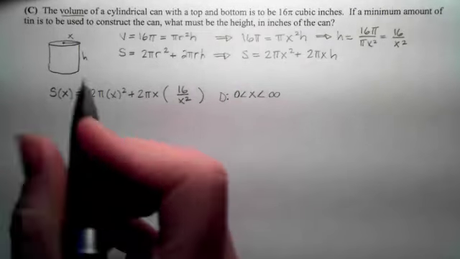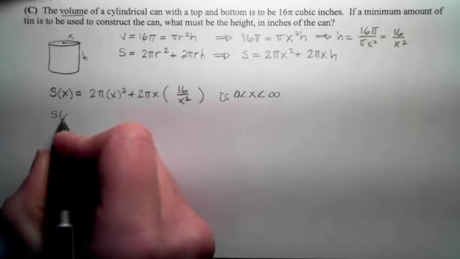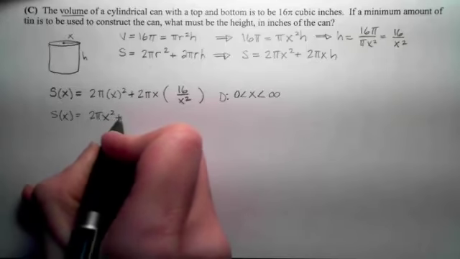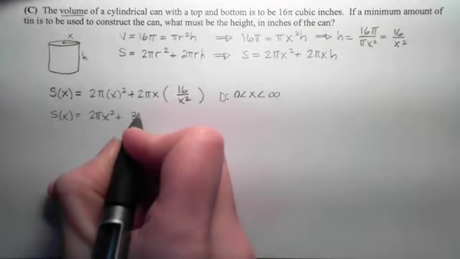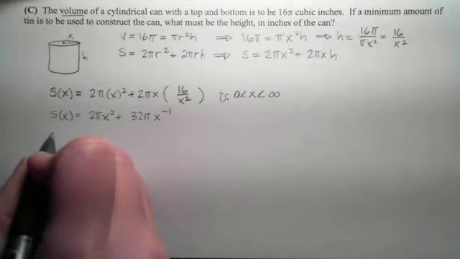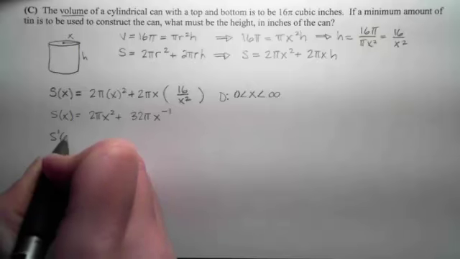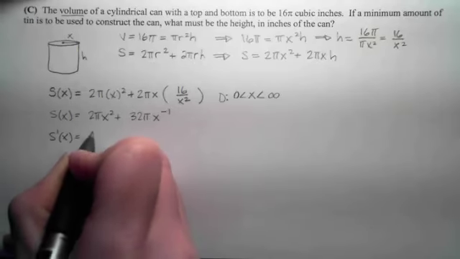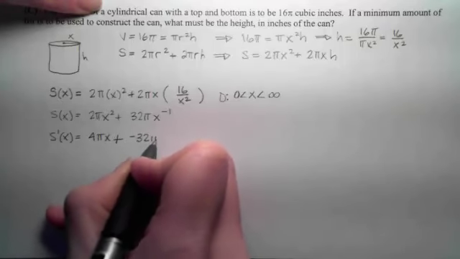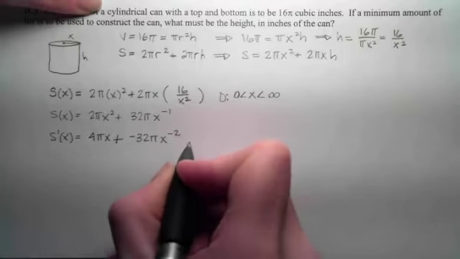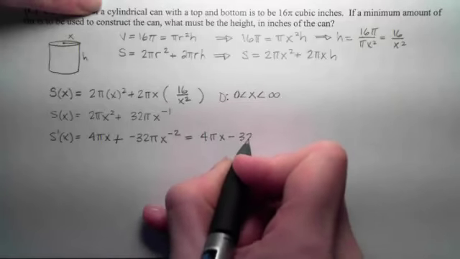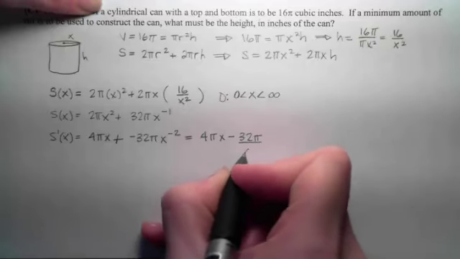So now we want to simplify this before we take the derivative, since we do not have a calculator available. So I have 2 pi x squared plus 32 pi times x to the negative 1. So now I'm ready to take the derivative. That will give me 4 pi x plus negative 32 pi x to the negative 2. That's 4 pi x minus 32 pi over x squared.